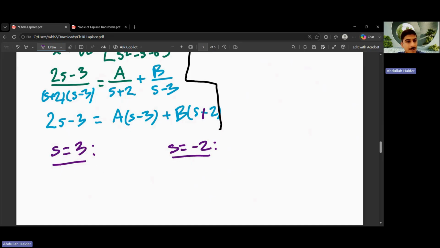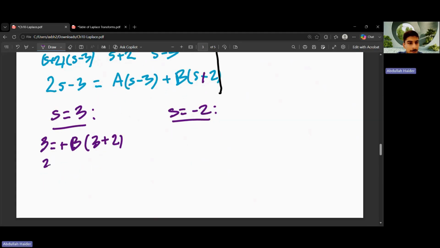For now, I will just explain the Calculus 2 method, which is making one of these terms 0 by making s minus 3 equal to 0 or s plus 2 equal to 0. So if I use s equals 3, I get 2 times 3, 6 minus 3, is 3, equals A times (3 minus 3), which means A times 0, plus B times (3 plus 2). So 3 is equal to 5B. Your B is equal to 3 over 5.